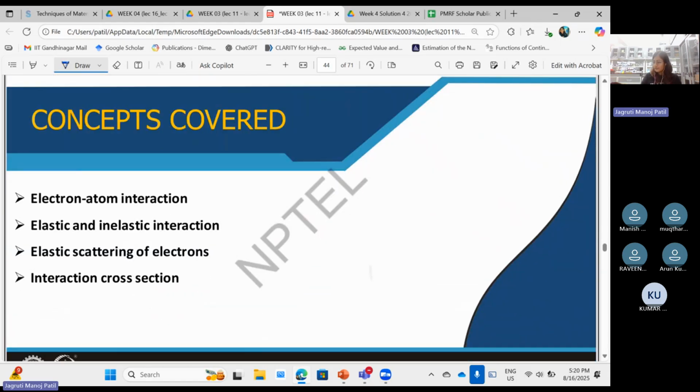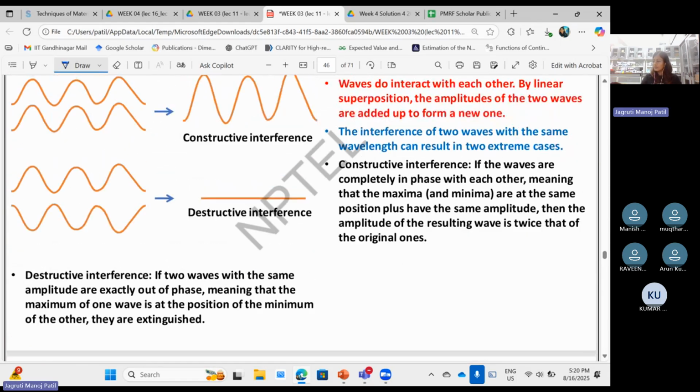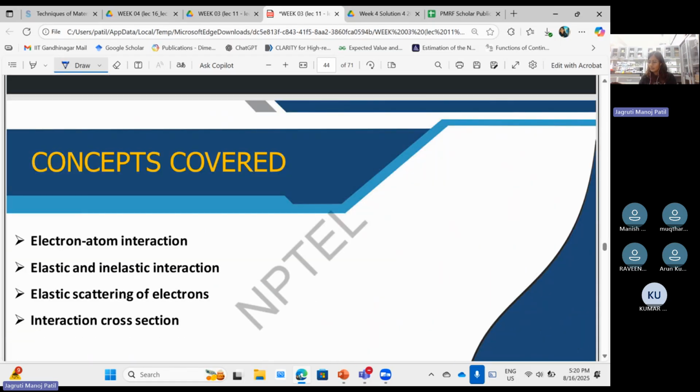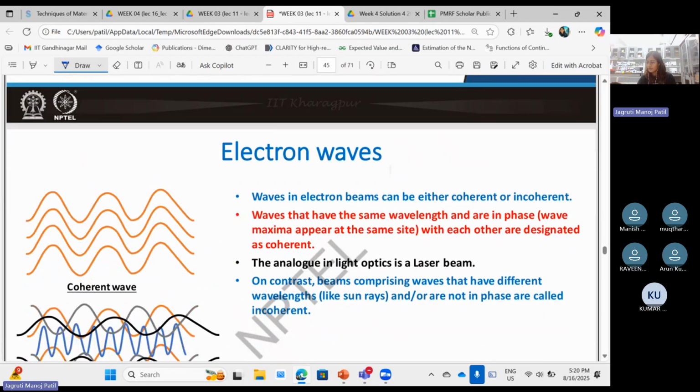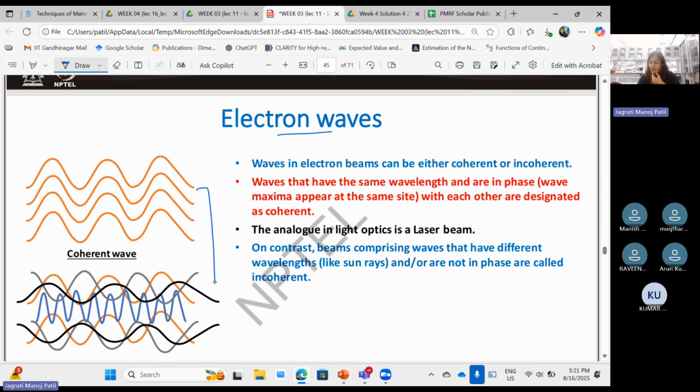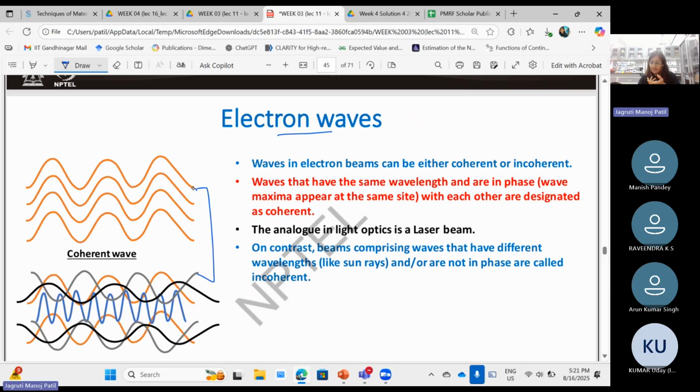Then we have atom interaction. We know that electrons have a dual nature: one of a particle, second of a wave. Here, in electron microscopes, we see them as waves, not their particle nature. So these can travel coherently or incoherently. Coherent means all in one phase, and incoherent means in different phases. Their phases are not equal to each other. So here the phase is the same, here it's not.